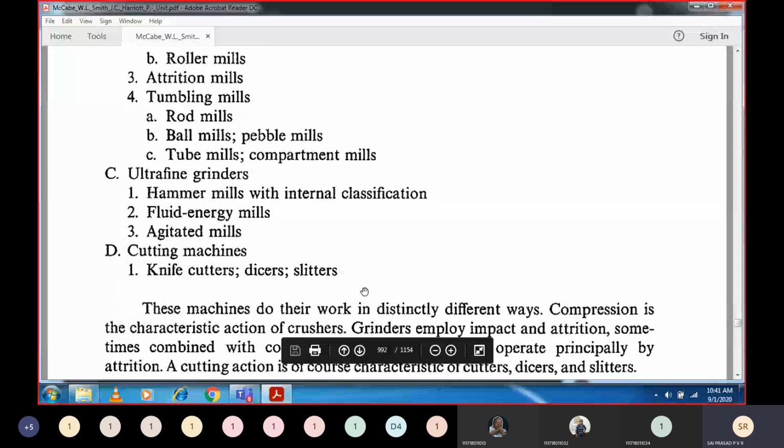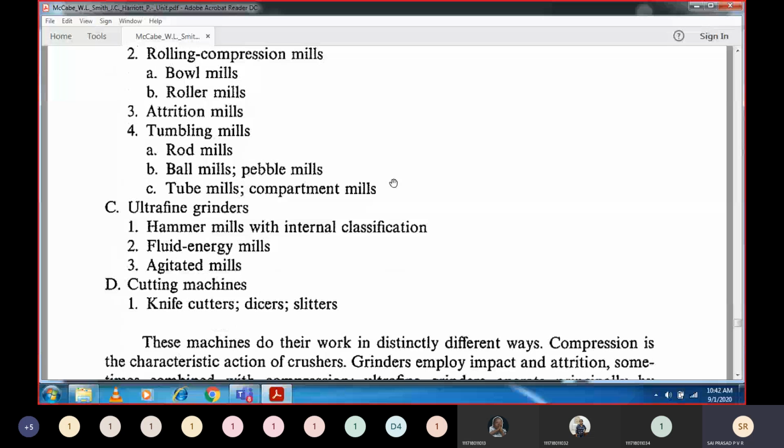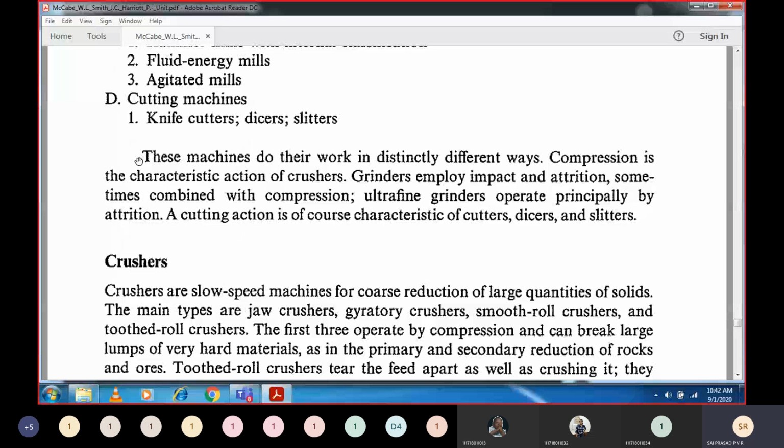The first one is called the crusher, the second one the grinder, the third one the ultrafine grinder, and the fourth, the last one, is called the cutting machines. So let us see one by one in detail. Now these machines work in distinctly different ways, because as the size of the particle is decreasing, it is very difficult for me to nip the particle. Remember, catching the particle is called nipping. So to catch the particle is difficult.